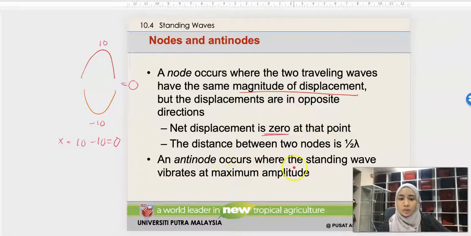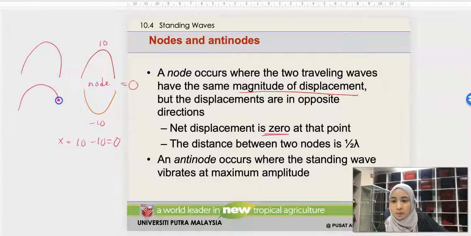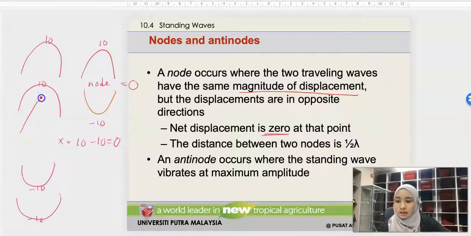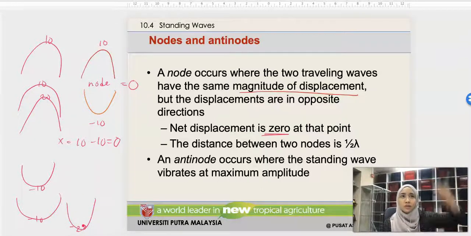An antinode occurs where the standing wave vibrates at the maximum amplitude. So this is where the node happens, where you have two waves that overlap with each other, with the same magnitude of displacement but in opposite directions. The antinode happens when you have a maximum 10 with a 10, and a minimum, minus 10 with a minus 10. So you get 20, and for this one you get minus 20. So you fluctuate between the highest point and the lowest point, the maximum amplitude and the maximum negative amplitude. So that is called the antinode.